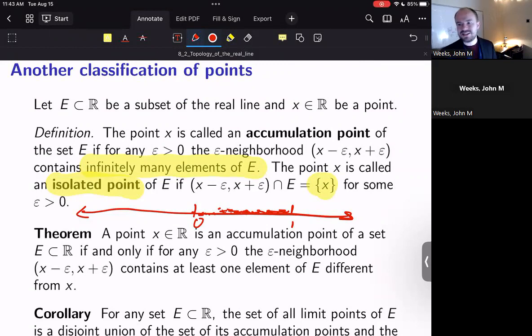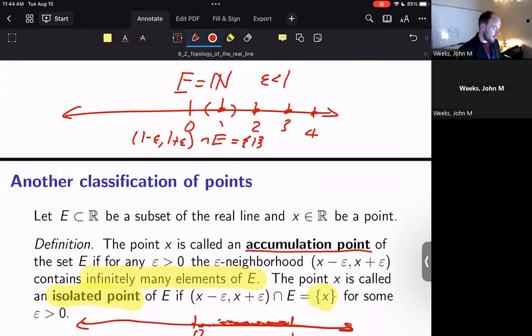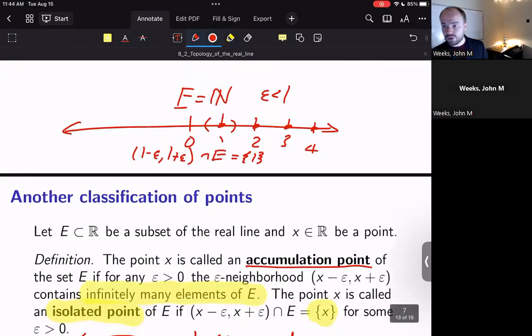They're not the entire set itself, but remember, any open interval around any point is going to have infinitely many elements of the rational numbers. That is in the definition of density. So it turns out that the rational numbers are accumulation points of their own sets, whereas the natural numbers are isolated points of their own sets.